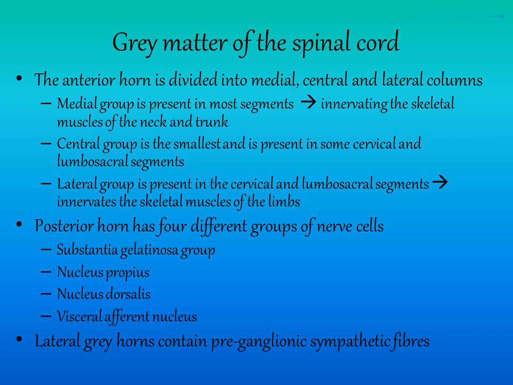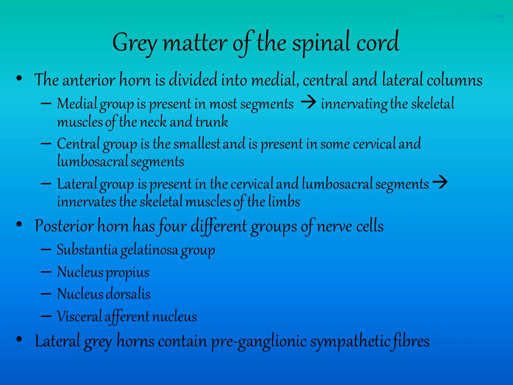Gray matter of the spinal cord. The anterior horn is divided into medial, central and lateral columns. The medial group is present in most segments, innervating the skeletal muscles of the neck and trunk. The central group is the smallest and is present in some cervical and lumbosacral segments. The lateral group is present in the cervical and lumbosacral segments and innervates the skeletal muscles of the limbs.